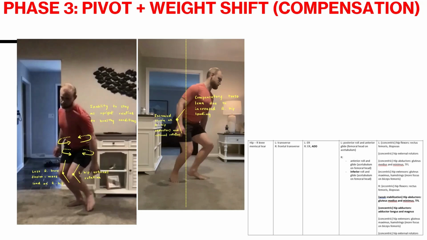The hip flexors will contract eccentrically, and the hip extensors will contract concentrically, same as in a healthy condition. The hip abductor, gluteus medius, gluteus minimus, and TFL will contract to stabilize the hip, but the stabilization may be weak. Hip adductors, adductor longus, adductor magnus, are working concentrically to bring the femur toward the center line. Hip external rotators will contract concentrically to externally rotate the hip.